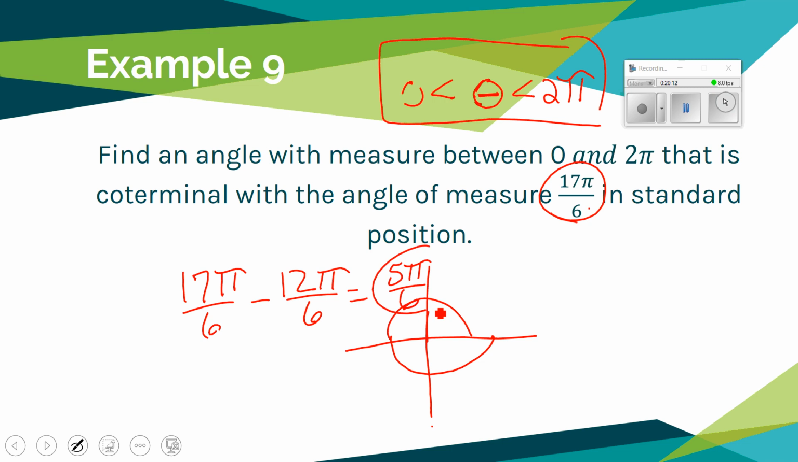And please listen, how do I know that 5 pi over 6 is between 0 and 2 pi? Right, because it's under 12 pi over 6. Do you understand? We know one full rotation is 12 pi over 6. So between 0 and 2 pi, you have 1 pi over 6, 2 pi over 6, 3 pi over 6, 4 pi over 6, all the way to 12. So you know that 5 pi over 6 is less than 12 pi over 6. Okay, any questions about that?